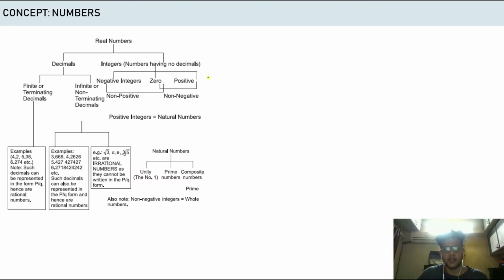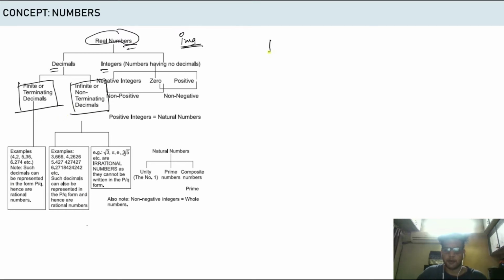Broadly there are two types of numbers: real numbers and imaginary numbers. Real numbers are of two types: first, decimals and integers. Now decimals again are of two types: one is finite and the other is infinite. That means terminating and non-terminating.